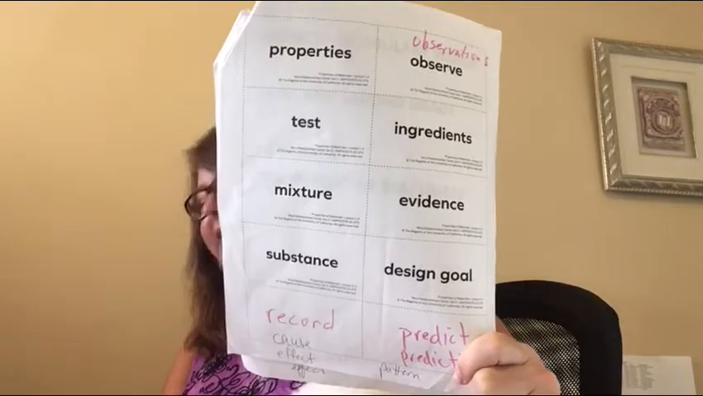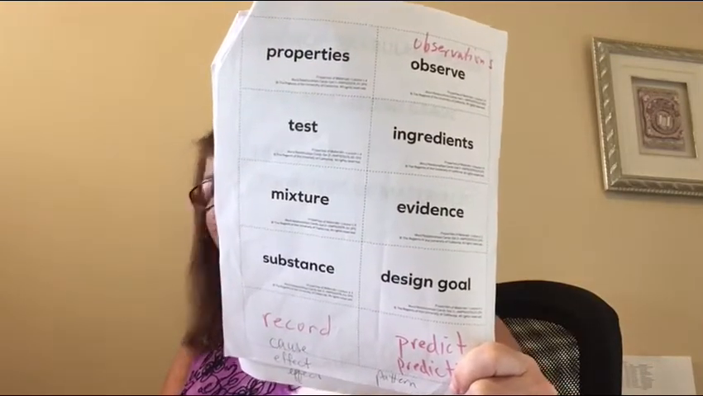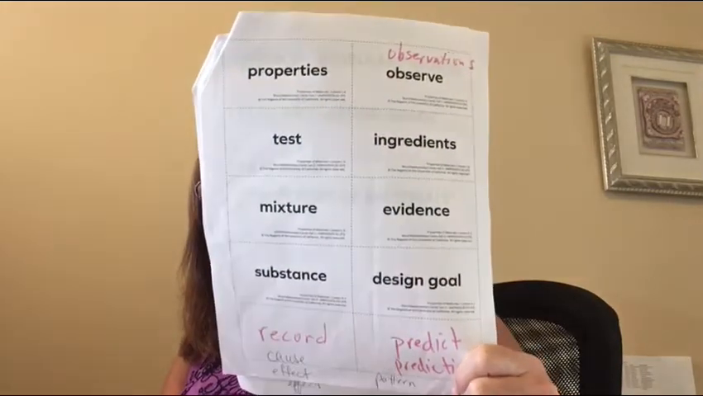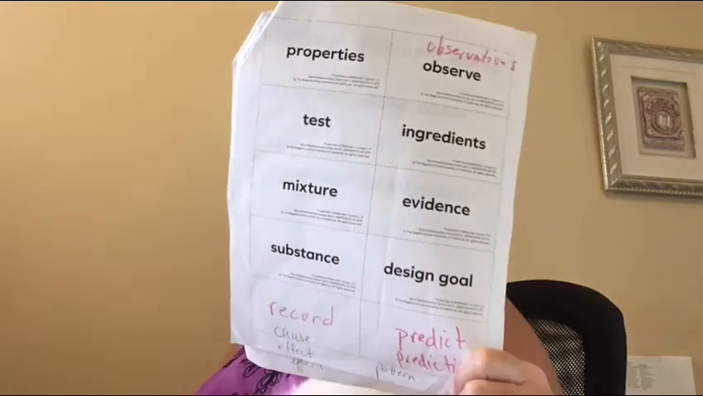So I want you to get used to using these words, because you guys are going to be engineers. You're going to design a product that's going to fix a problem. We are going to be glue engineers because we are going to come up with a glue that's going to solve a problem that we have at school. We need a certain type of glue.